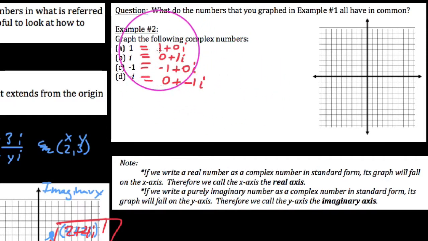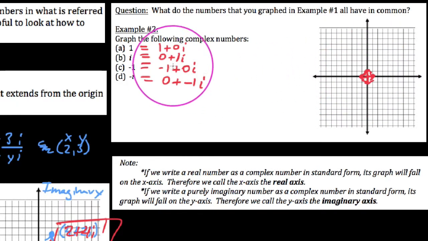So in each of these instances, like this first one here, 1, we would say go 1 to the right and up and down none. This would be the number 1 right there. The next one here, 0 plus i, would be straight up 1 unit and then draw an arrow. Negative 1 plus 0i, we would say 1 to the left is what that would be. It's kind of hard to see my vector here. And then this last one here is 0 minus 1i. So we'd go left and right none on our real axis, but down 1 on our imaginary axis.